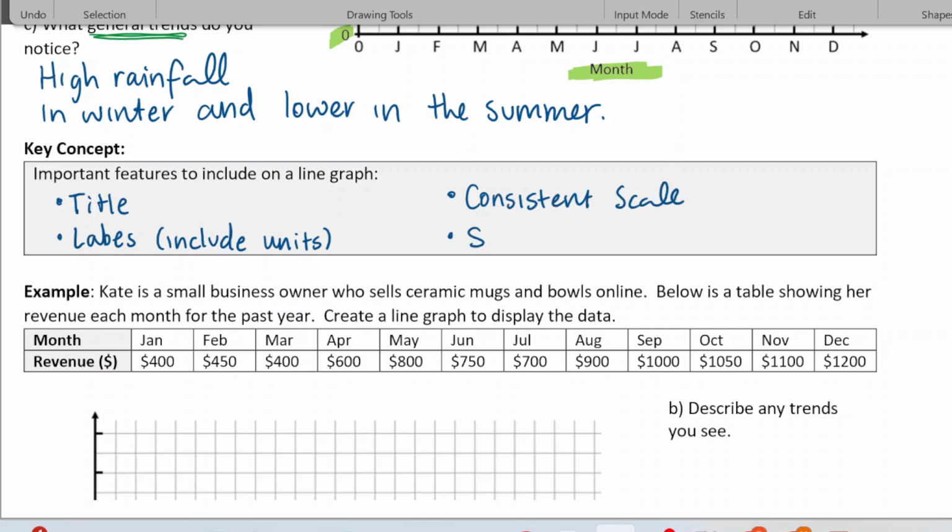And you always start at 0. If you don't start at 0, it might skew your data so that the changes look more extreme than they really are.